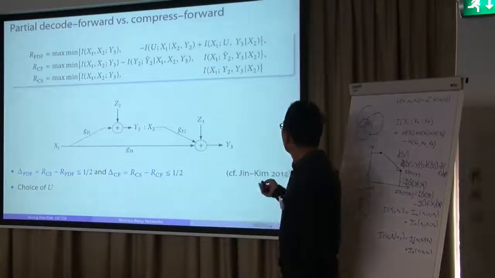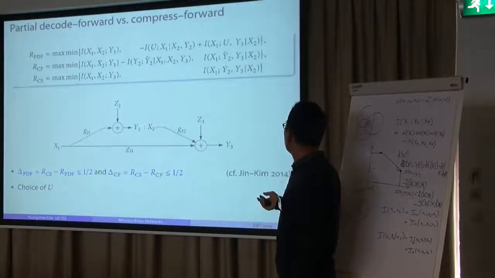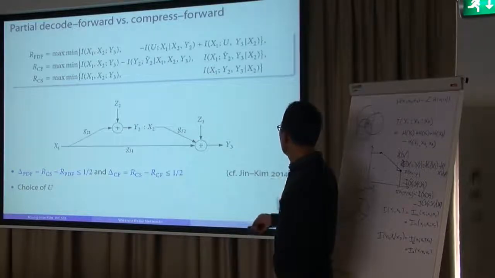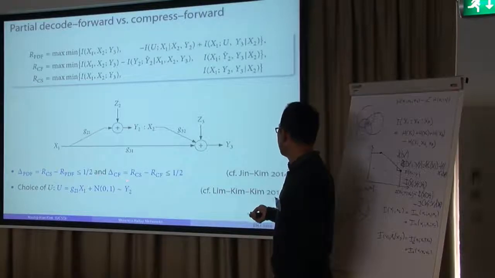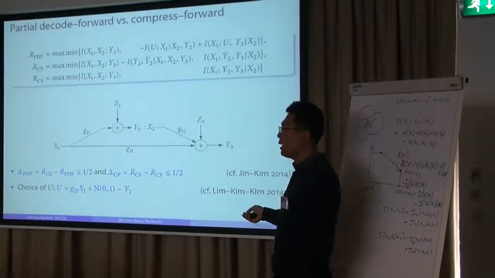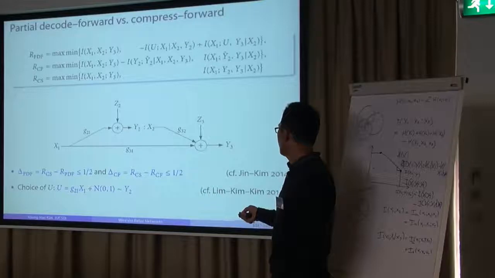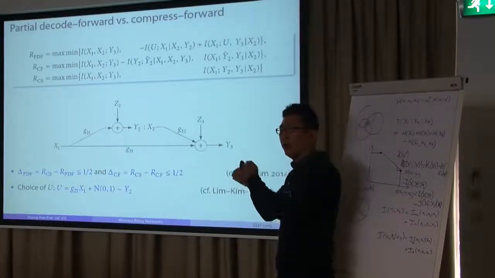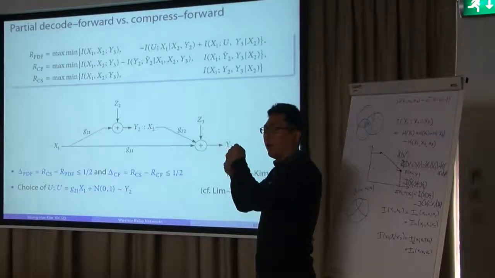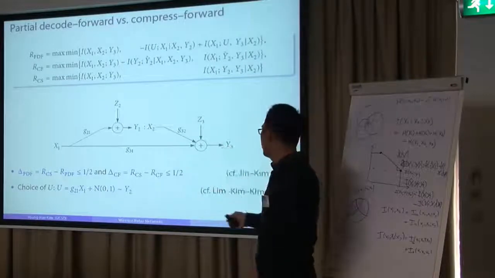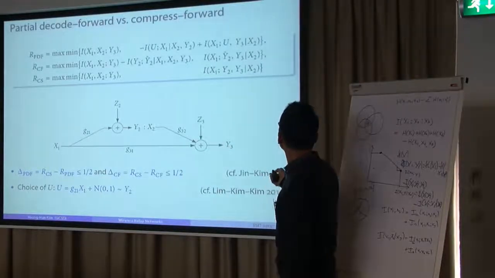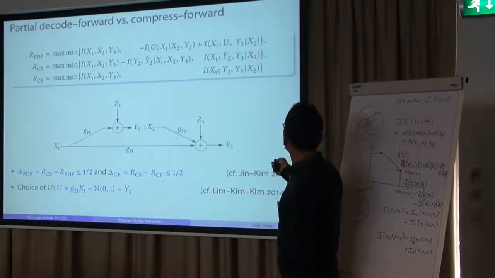Okay. And by looking at this expression, it tells us how to choose U. The way we should choose U is in the exact same form as Y2, except that it is conditionally independent of Y2 given X1. So here Y2 is generated from X through a Gaussian channel, and we simply take another independent Gaussian channel to generate U.